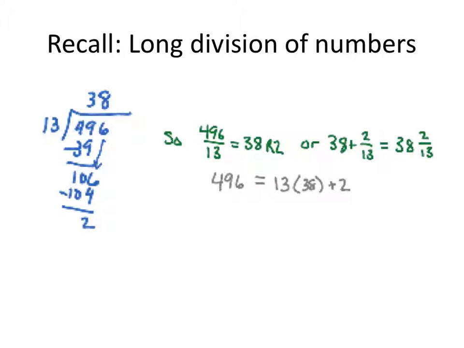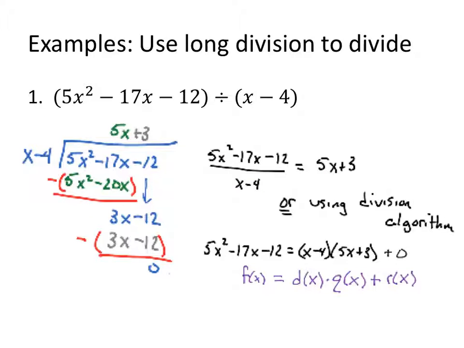Let's use this with polynomials. So if I want to divide 5x squared minus 17x minus 12 by x minus 4, the x minus 4 is the divisor, goes outside. 5x squared minus 17x minus 12 is the dividend. And I ask myself similar questions. What do I multiply x by to get 5x squared? Well, that's right here in green. If I multiply x by 5x, I'm going to get 5x squared.